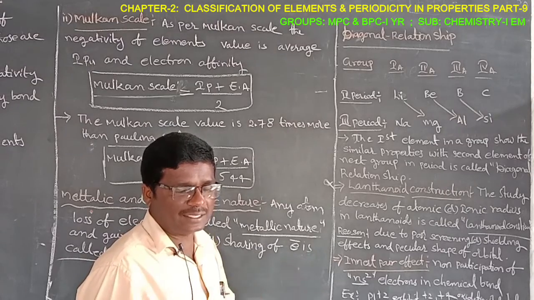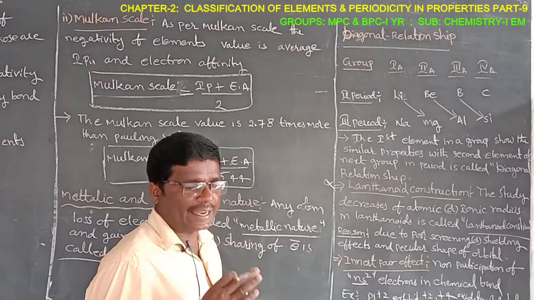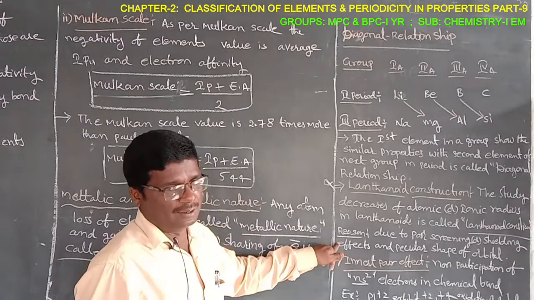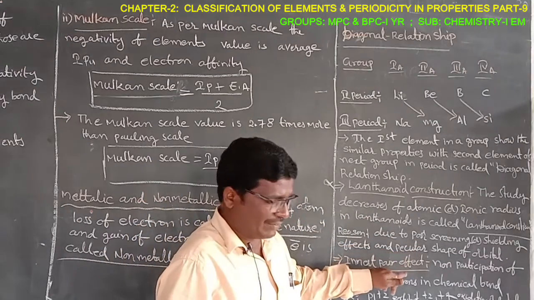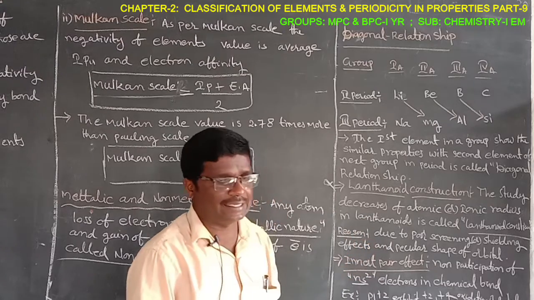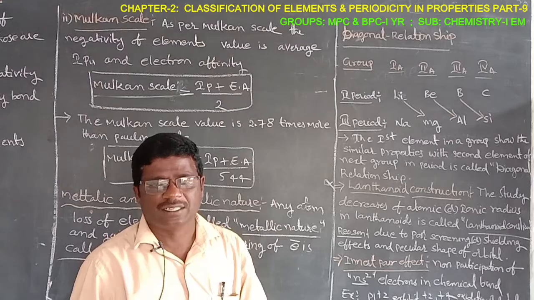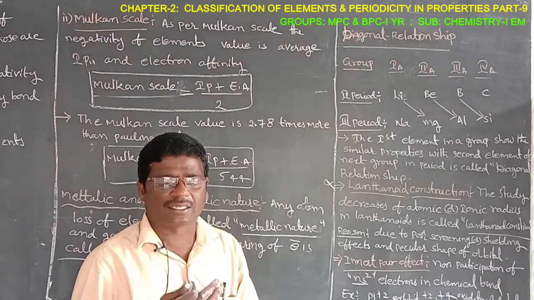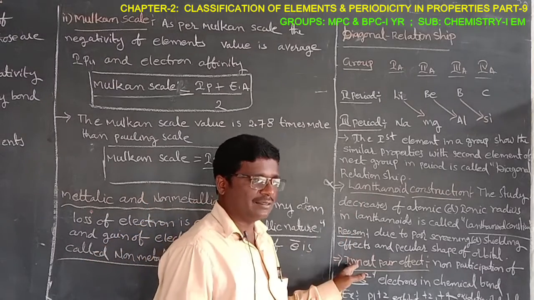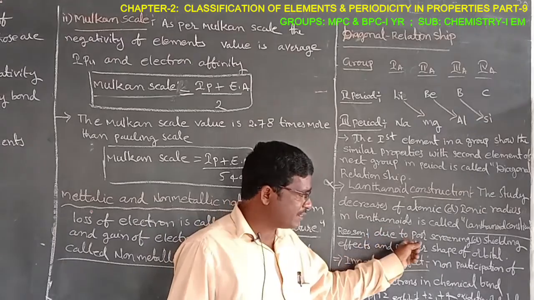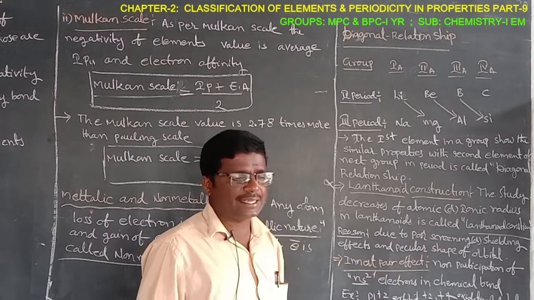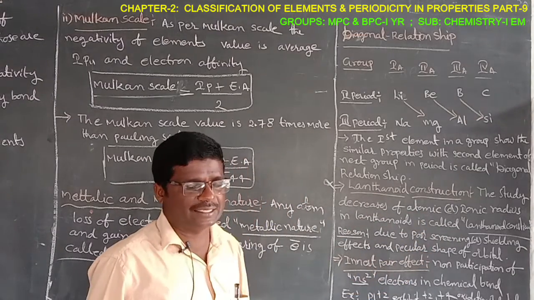The decrease in atomic and ionic radius in the lanthanide elements is called lanthanide contraction, because of the poor shielding effect or screening effect and peculiar shape. Lanthanide contraction means the decrease of atomic and ionic radii in the lanthanide elements. Reason: due to the presence of poor screening effect or peculiar shape in the lanthanide elements.